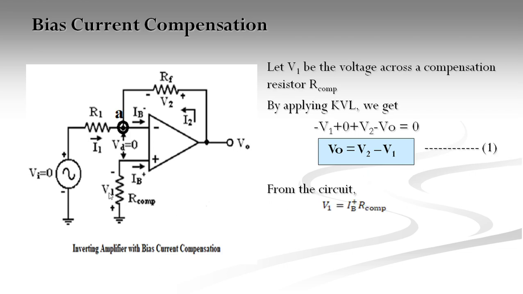From the circuit diagram we now find V1. We apply Ohm's law: V1 is I into R. The current that flows through the compensation resistor is IB plus, so V1 equals IB plus into R compensation. Hence IB plus is given by V1 divided by R compensation. Let us consider that equation number 2.